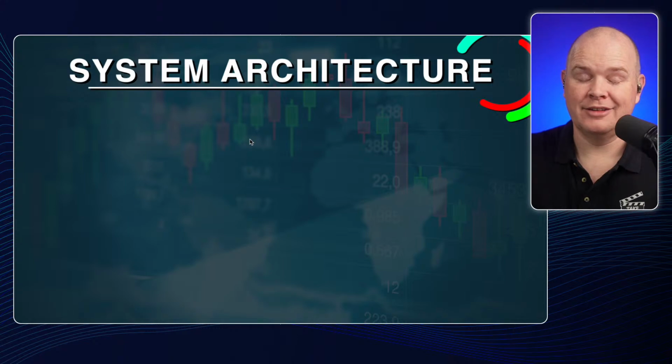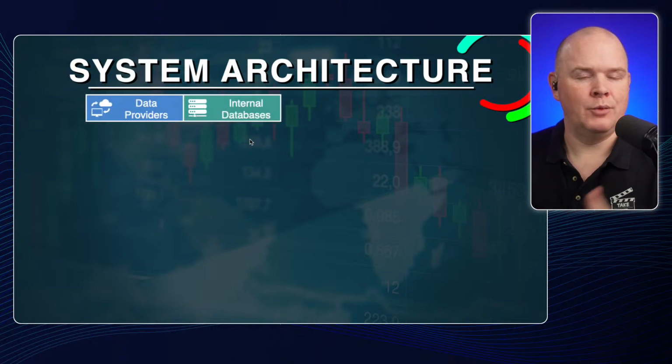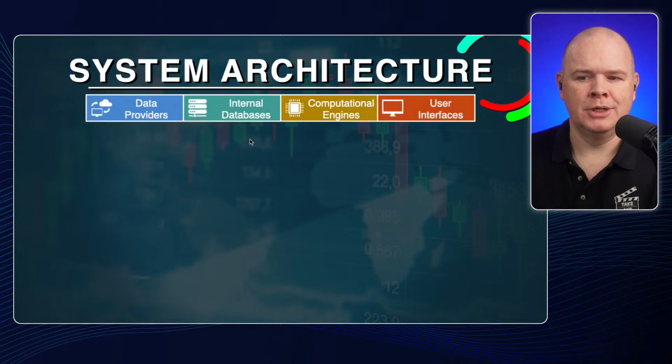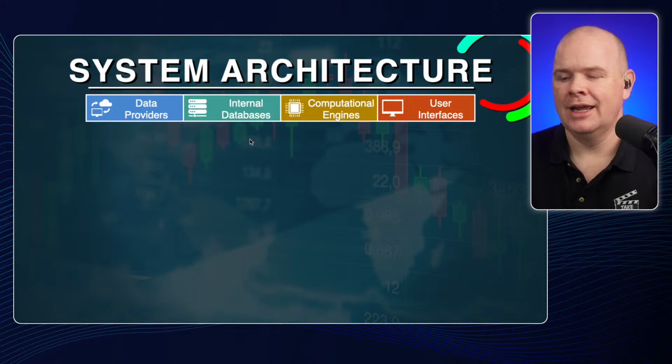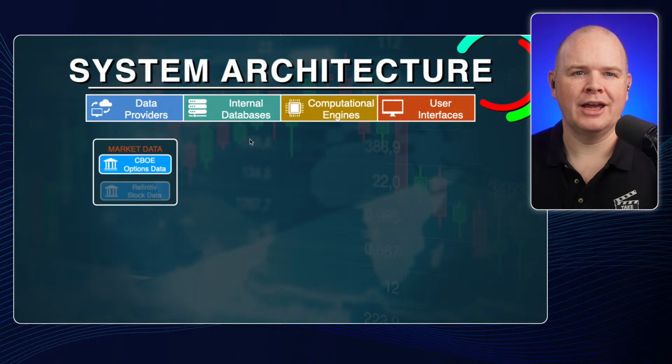So again, this is purely an example, but we're developing an algorithmic trading platform. We've got a series of data providers. We've also got our own internal databases where we're hosting the data. Then there is a series of computational engines that are doing a lot of work to figure out trade opportunities. And of course, there are various user interfaces that we need to interact with as well.